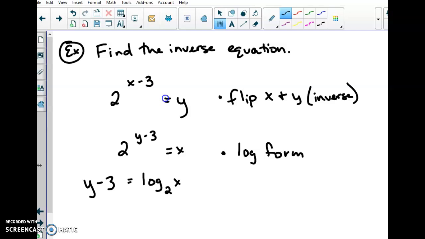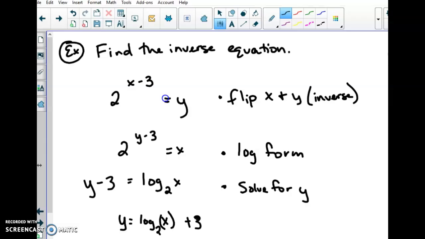Okay, so now my last step is to get y by itself, so I'm going to move that 3 over. y equals log base 2 of (x) plus 3. Now, here's the thing to note. Notice I put parentheses around that x because I don't want you to think of log base 2 of x plus 3 as one whole thing. That log is only pertaining to the x. It's not pertaining to the x plus 3. If you would like to write down the steps off to the side, that's what we're doing there.